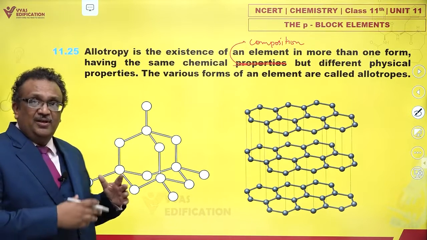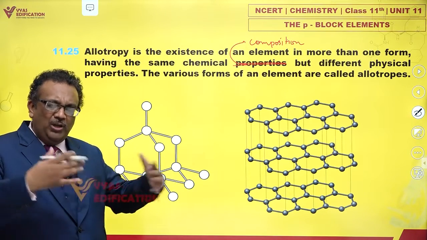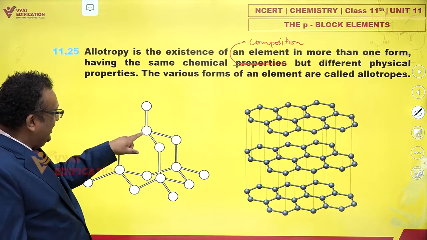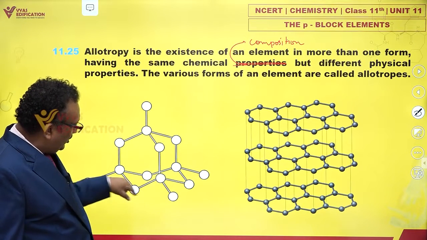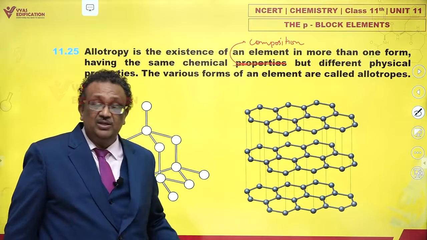Diamond has a tetrahedral structure, a polymeric tetrahedral cross-linked structure. Each carbon is joined to 4 other carbon atoms, and it goes on repeating like this.